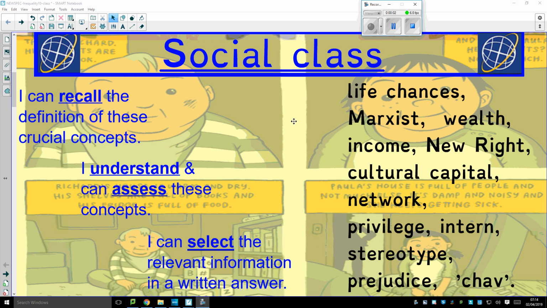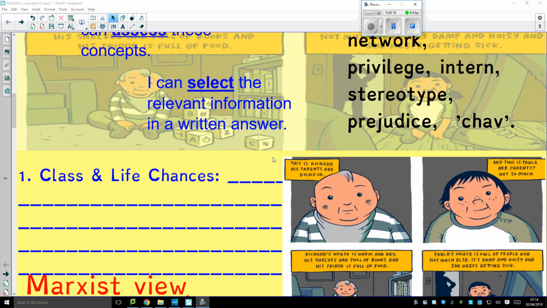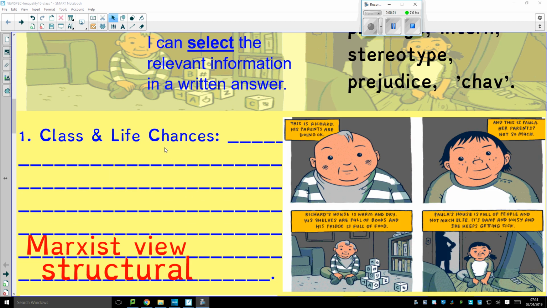So the next lesson on inequality is focusing on social class. In the previous lesson, we asked: is the UK a classless society? Well, not really. Now let's have a look in a bit more detail about social class. Here are all the key words. Right, social class and life chances.